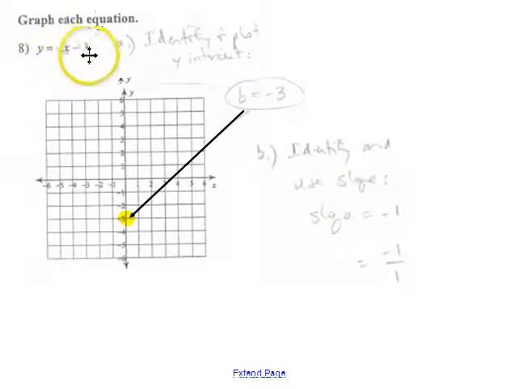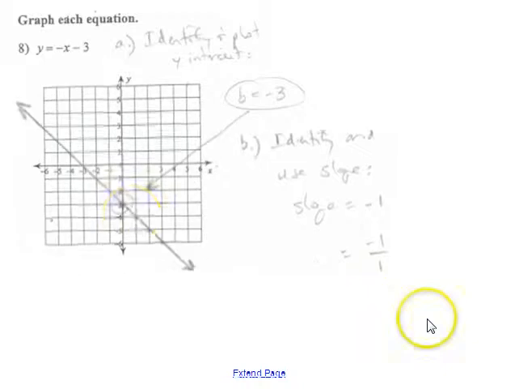Remember, y equals mx plus b. Well, m right there is negative something. Well, it has to be negative 1. Negative 1 times x. Well, negative 1 is the same thing as negative 1 over 1. Well, there's my rise over run. I go down 1 in order to go over 1. And that's how I've drawn my graph. There's my y-intercept at negative 3. I go down 1 and over 1. There's another point, and I draw a line through it.